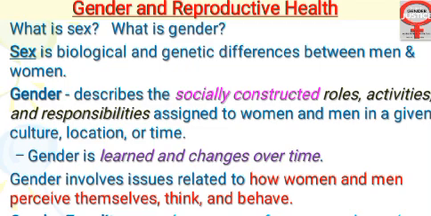Gender equality: equal treatment of women and men in laws and policies, and equal access to resources and services within families, communities, and society at large. Gender equity: fairness and justice in the distribution of benefits and responsibilities between men and women.